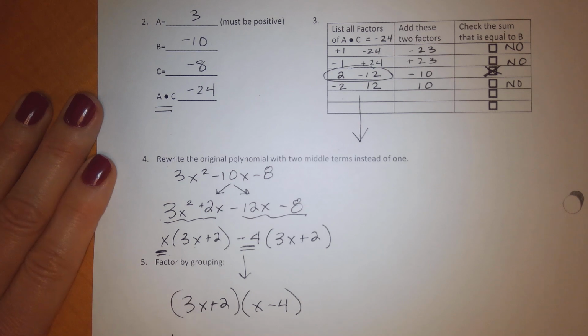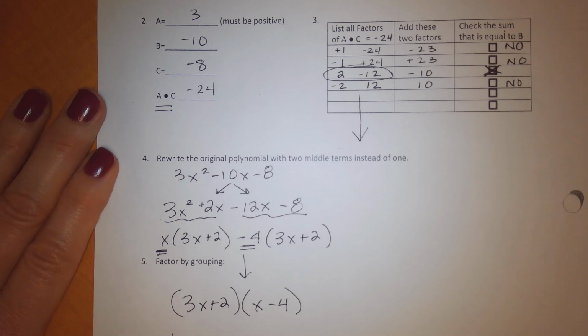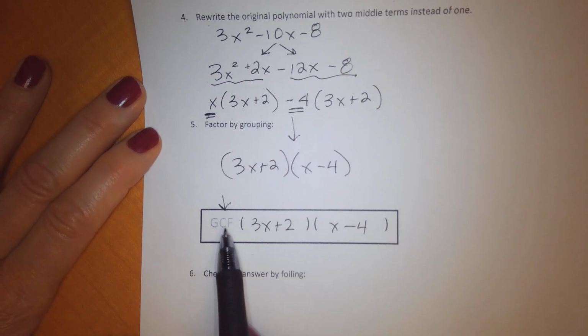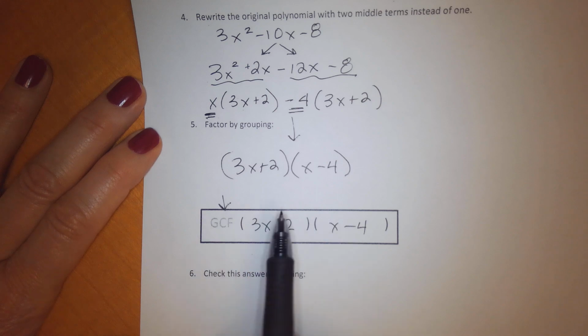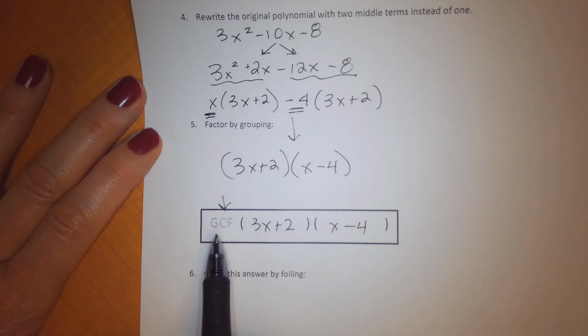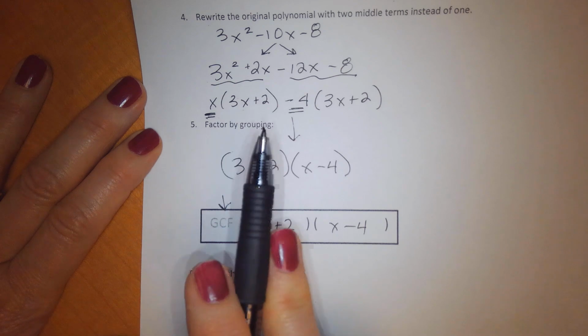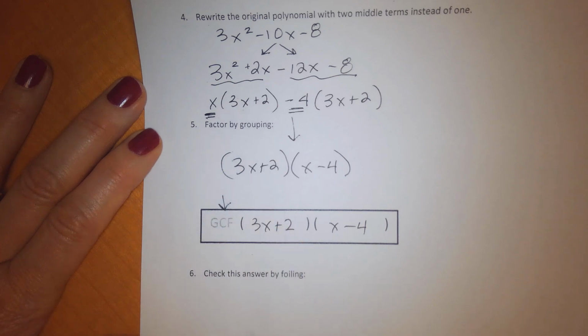Always don't forget the greatest common factor. So if you put the greatest common factor out in front, make sure you're plugging it in here in your final answer. We didn't have one in this scenario, but if you had a greatest common factor, make sure you're entering it in front of your final answer. Failing to put this greatest common factor in there when there was one at the very beginning is going to yield a wrong answer. And then always check by foiling this out.